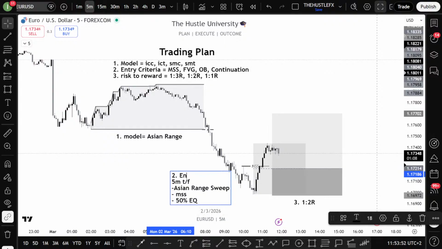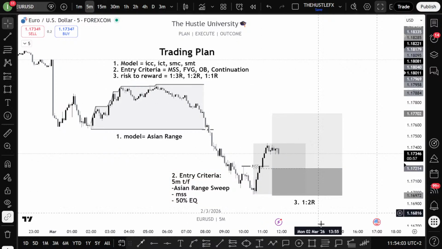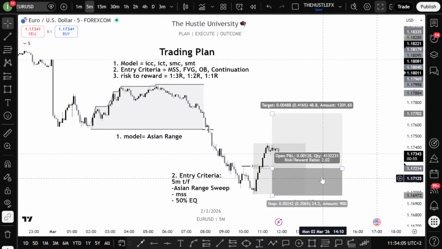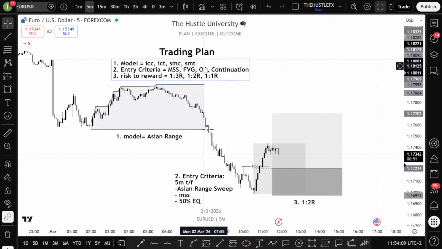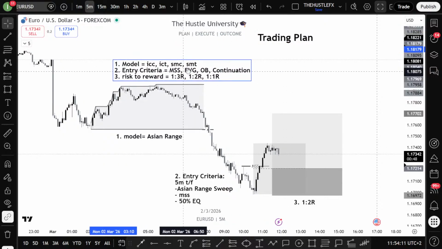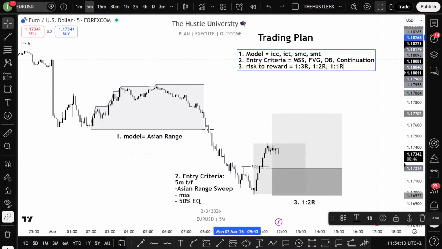Entry criteria. Risk to reward 1:2. The trading plan involves having these 3: 1, 2, 3. Risk to reward 1:2.